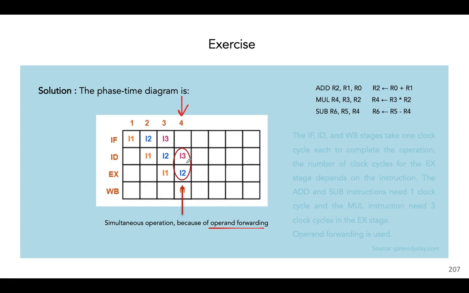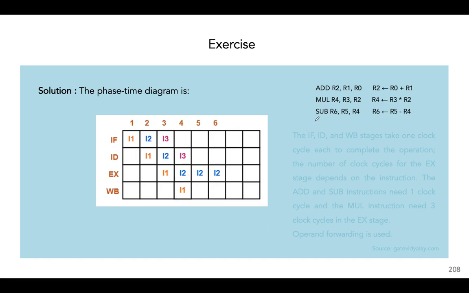So this is how operand forwarding affects your phase time diagrams. Very important to understand. Keep it in mind at all costs. Whenever there are shared resources in your given sequence of instructions, you have to keep under consideration how that would affect the overall cycle count for those instructions.